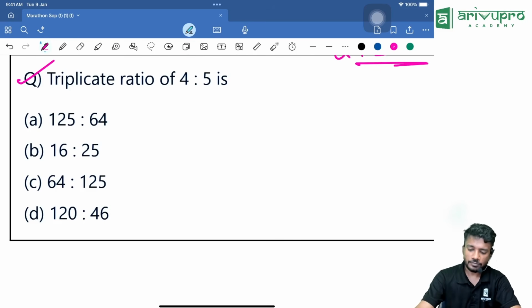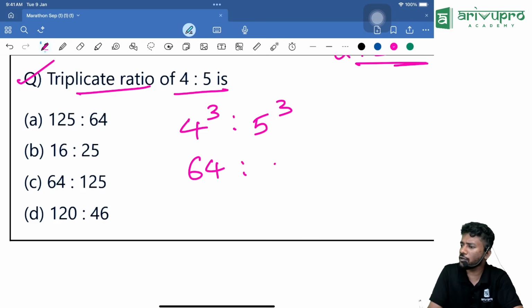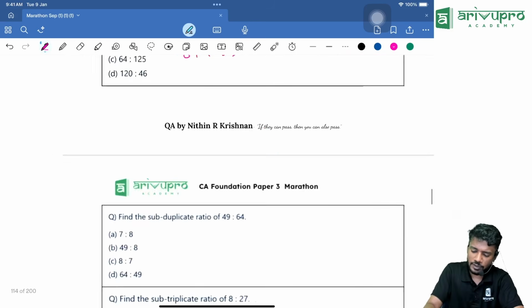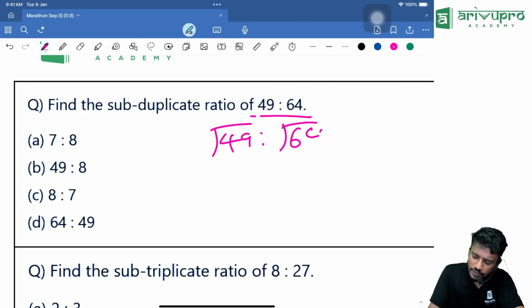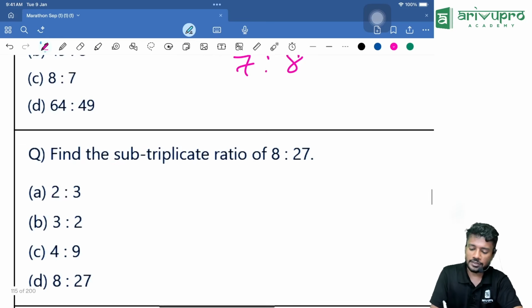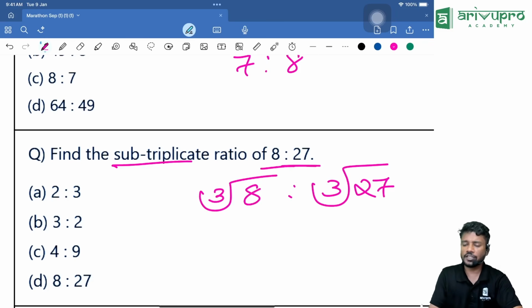Previous year question. Triplicate ratio of 4 is to 5. So the answer is 4 cube is to 5 cube. 4 cube is how much? 64. Is to 5 cube is how much? 125. Next one. Subduplicate of 49 is to 64. Root 49 is to root 64. How much is it? 7 is to 8. Next one. Subtriplicate of 8 is to 27. That is cube root of 8 is to cube root of 27. Now, people, basic cube values everyone knows, right?